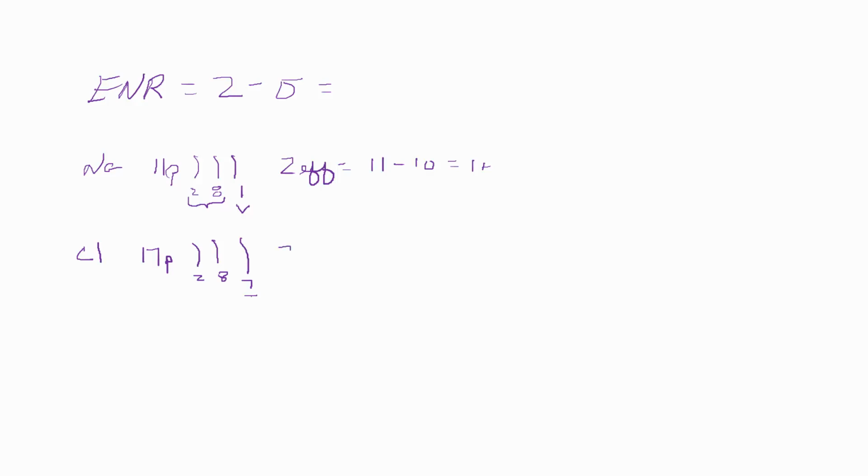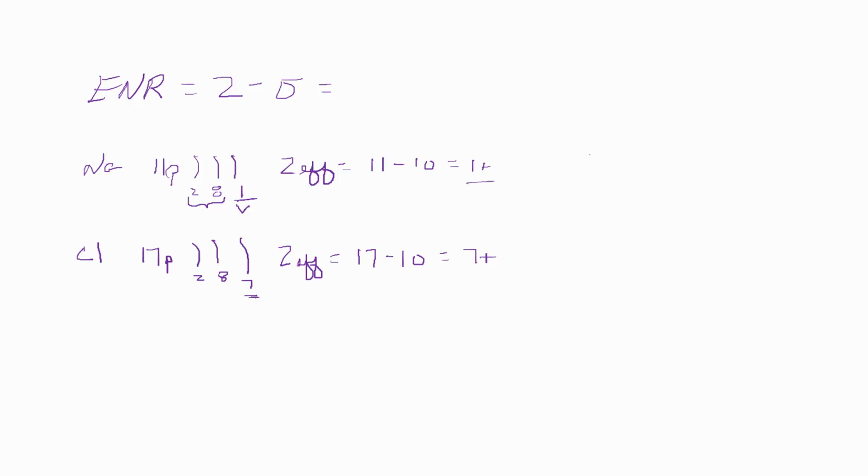So Z effective is equal to 17 minus, again, the 10 core electrons, equals 7 positive. So the effective nuclear charge that the outer 7 electrons see from the nucleus of chlorine is 7 positive, whereas the effective nuclear charge that the outer 1 electron in sodium sees is 1 positive. So what's the implication of that?